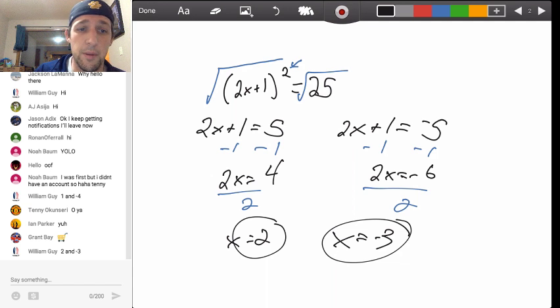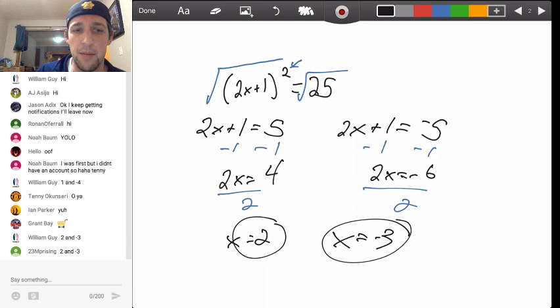Looks like William Guy got that one right. That's great. Folks, let's not type the answers into the chat, though. That way people are focusing on paying attention to the work, okay? Because that's the important part, is making sure we're paying attention to the work. So let's not type those into the chat window, okay? Thanks.